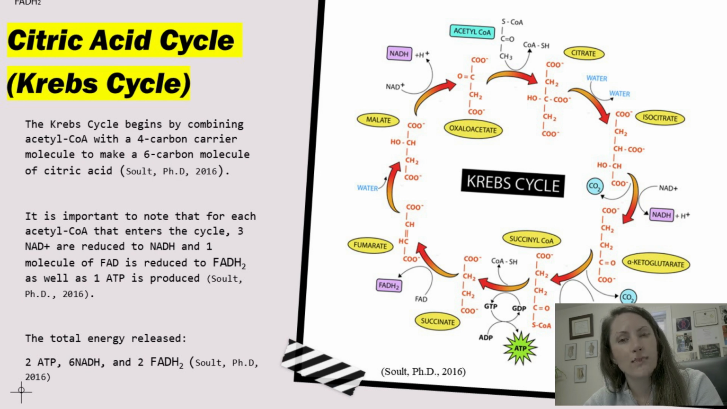So if you need to know what NAD stands for, that's nicotinamide adenine dinucleotide. And FAD is flavin adenine dinucleotide. So you have these molecules of NAD that is reduced to NADH, and then 1 molecule of FAD is reduced to FADH, as well as the production of 1 ATP during this cycle. So total energy released in this cycle, 2 ATP, since everything happens twice, 6 NADH, because 3 of them are created for each of the acetyl-CoA, and 1 FAD, so that ends up being 2 FADH.